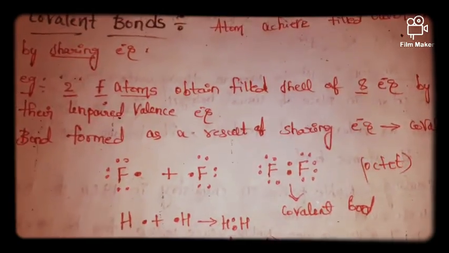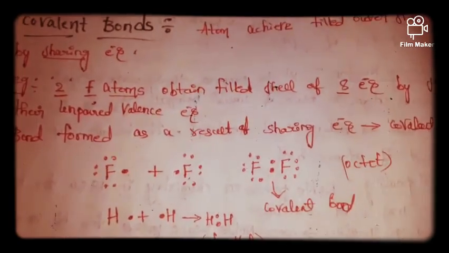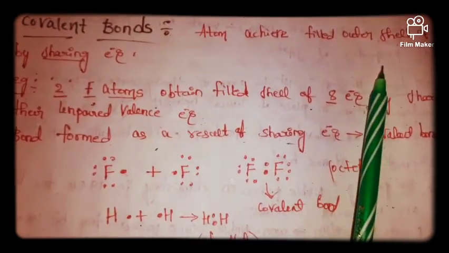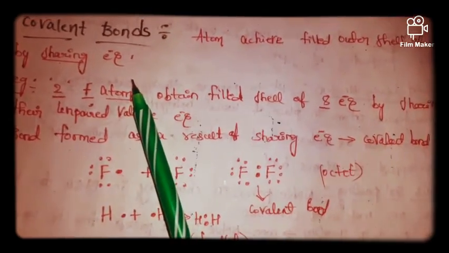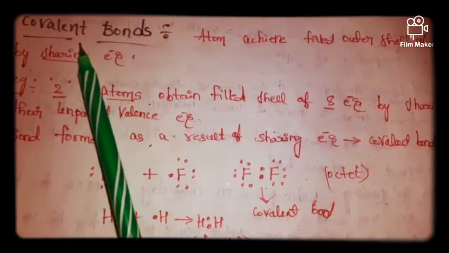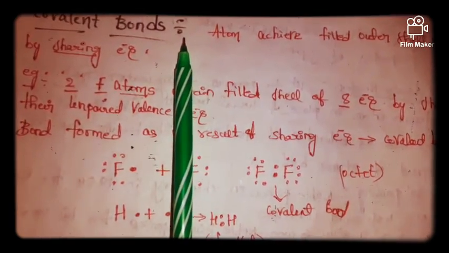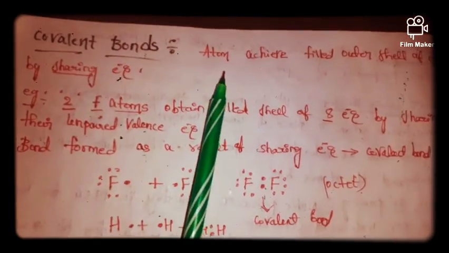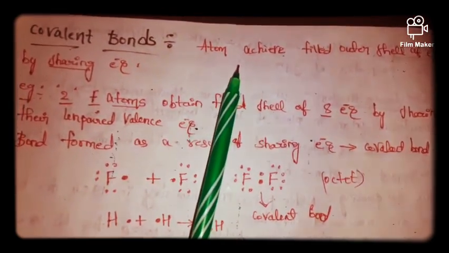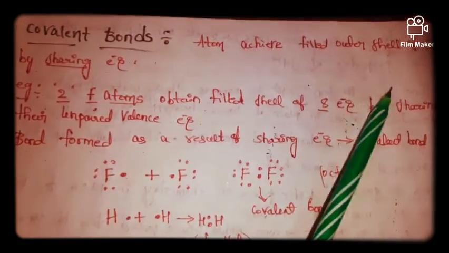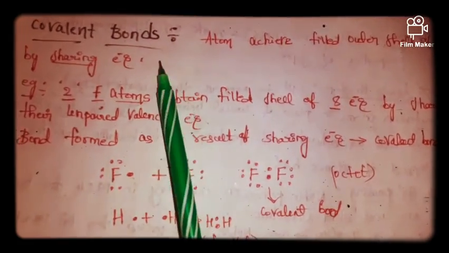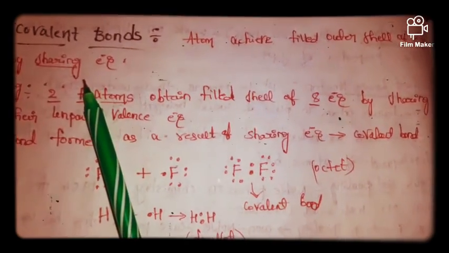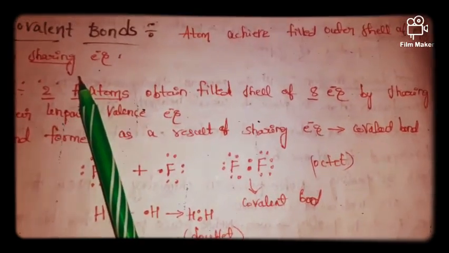What is a covalent bond? Usually we know that atoms achieve a filled outer shell of electrons by sharing electrons. Sharing means covalent bond, so we should know that sharing occurs. Atoms achieve a filled outer shell of electrons by sharing electrons. In order to form a covalent bond, electron sharing should occur. That thing we should know.